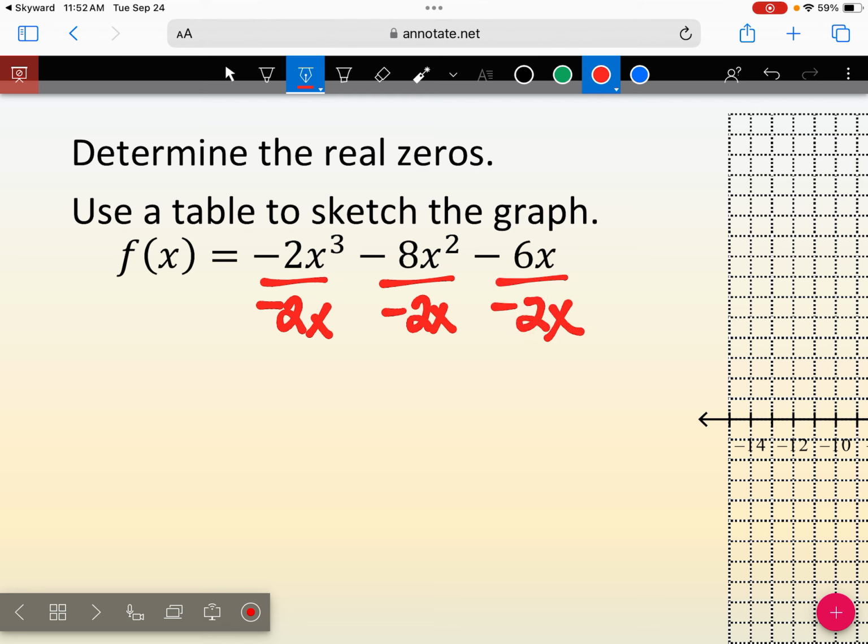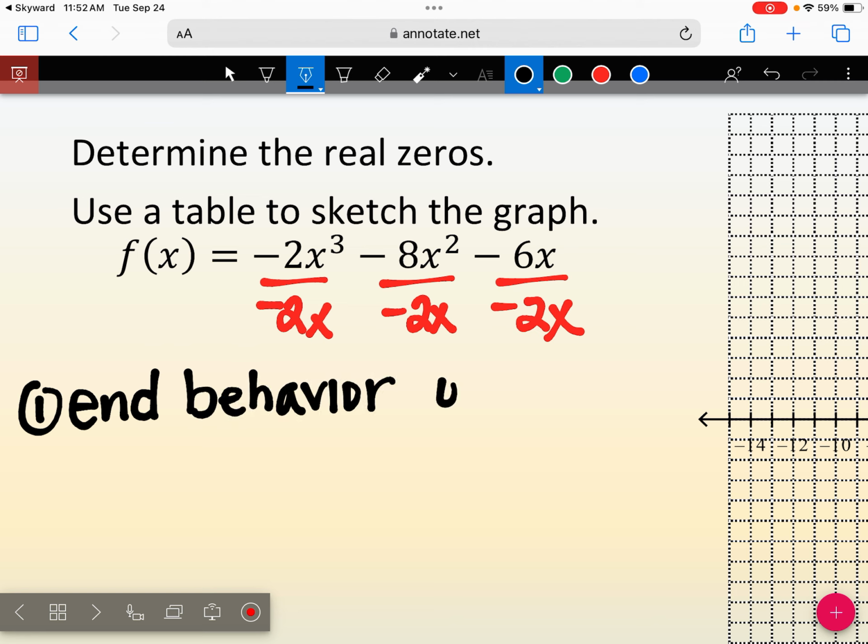And actually, let me stop there before we continue. Let's talk about end behavior. This is an odd negative graph.